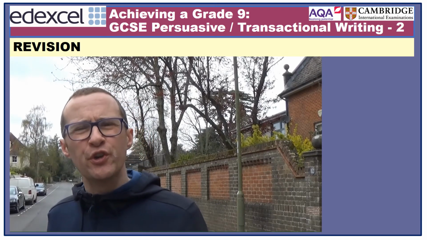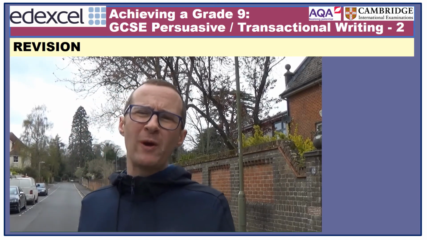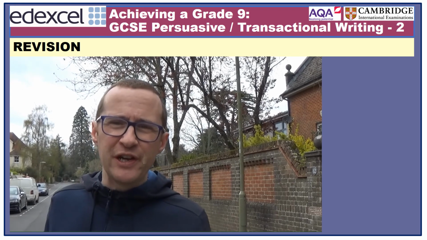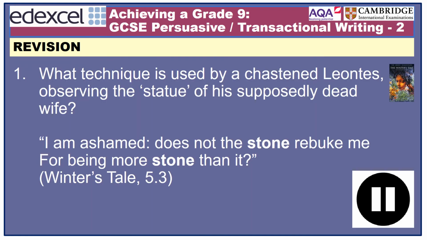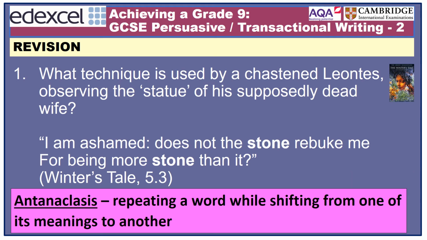Time for some revision. What can you remember about the 5 persuasive techniques introduced in this video? Question 1. What technique is used by a chastened Leontes observing the statue of his supposedly dead wife? Press pause to write down your answer. Antonoclasis. First we have the literal meaning of stone, i.e. the stone statue, and then the figurative one, i.e. Leontes' previously stone-cold heart.